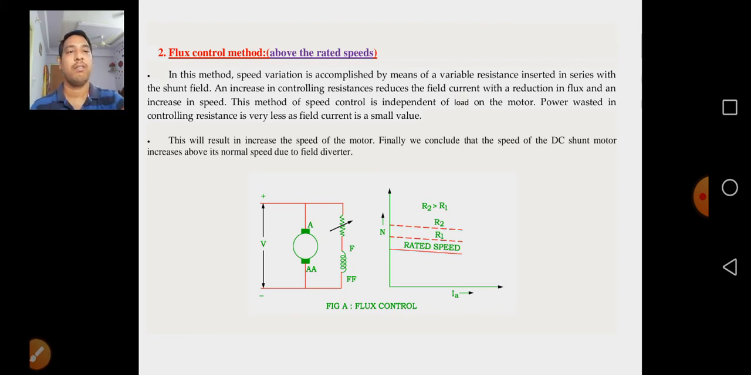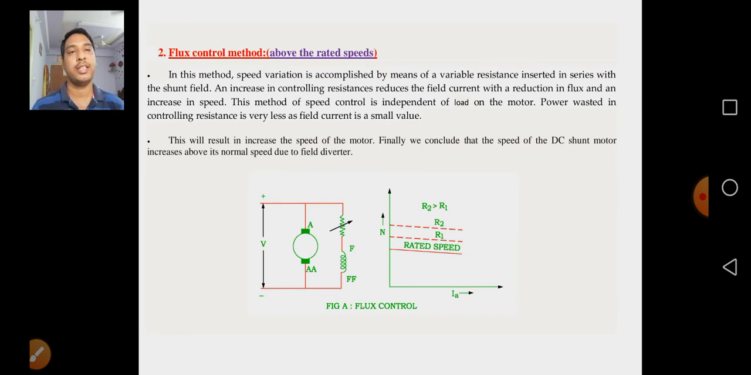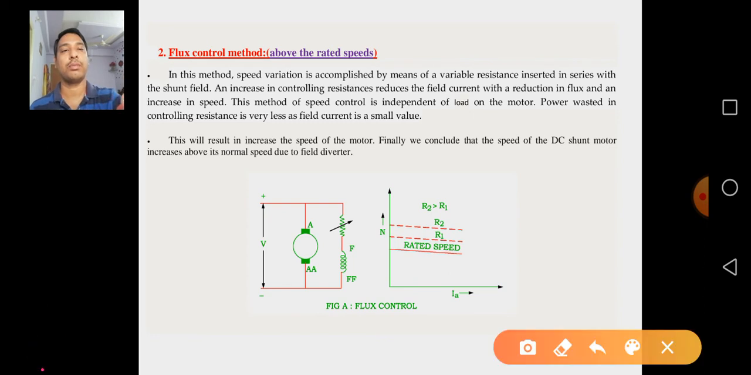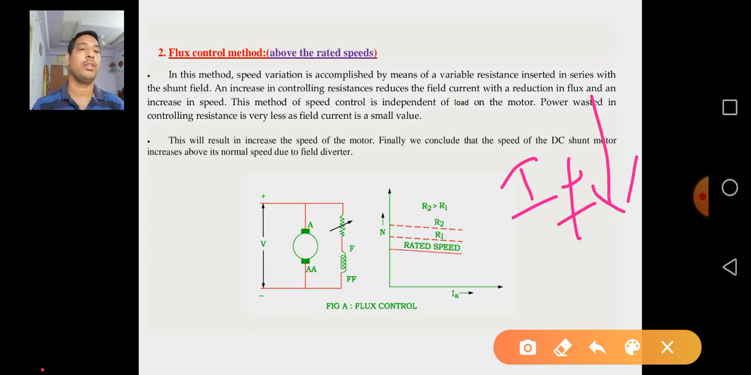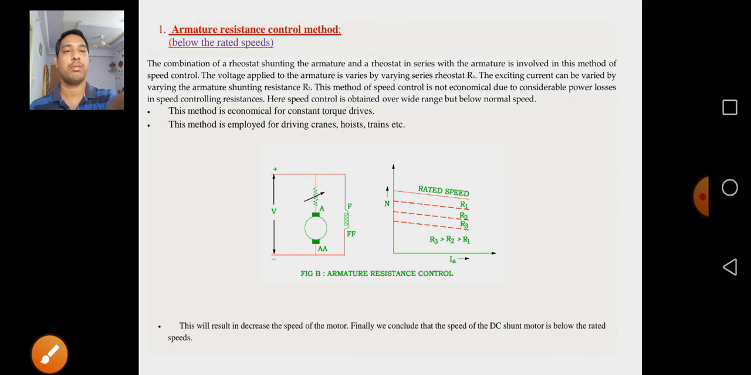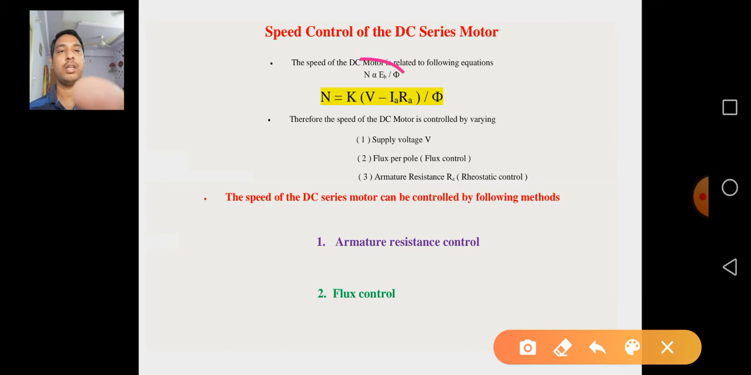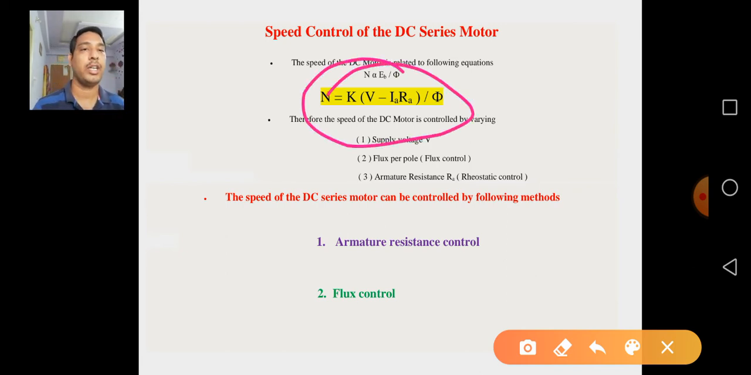So in such a way that when I am increasing the resistance, I = V/R, so when R is increasing, definitely the value of the current is going to drop. So the field current is changing into decremental. So when I_F is decreasing, go back to the main equation: N = K(V - I_a R_a)/φ.